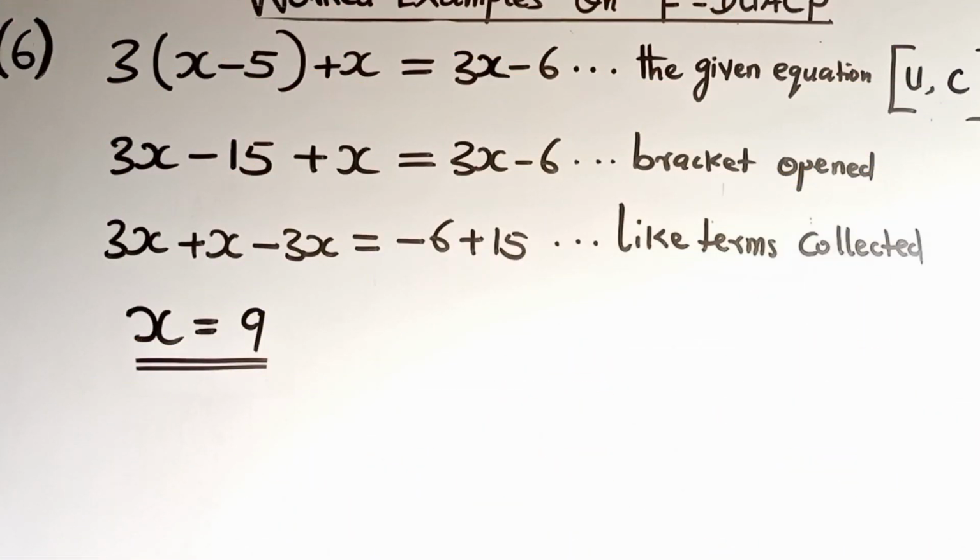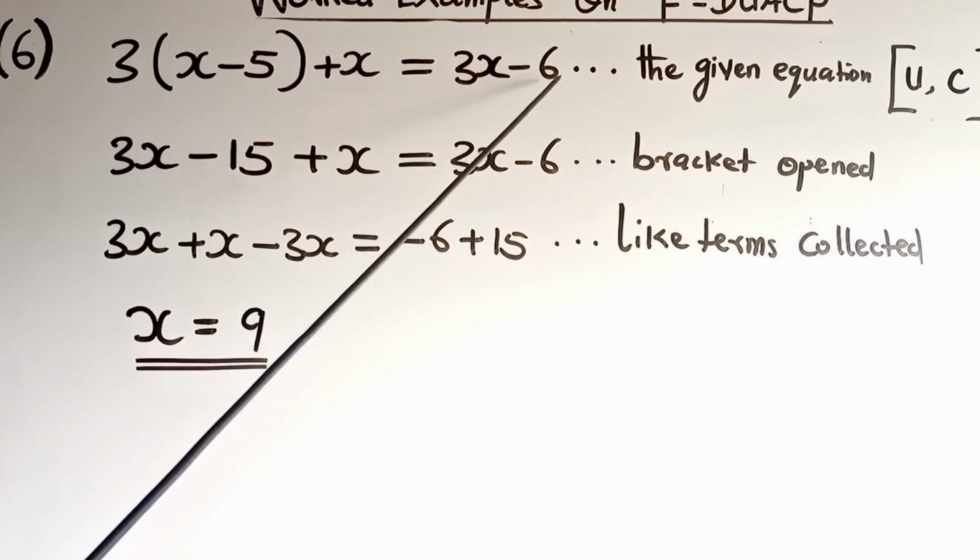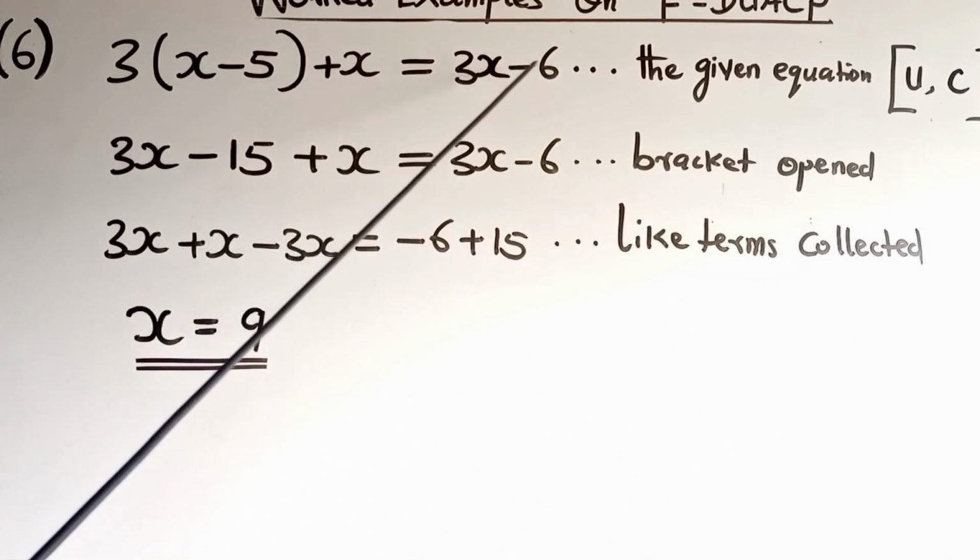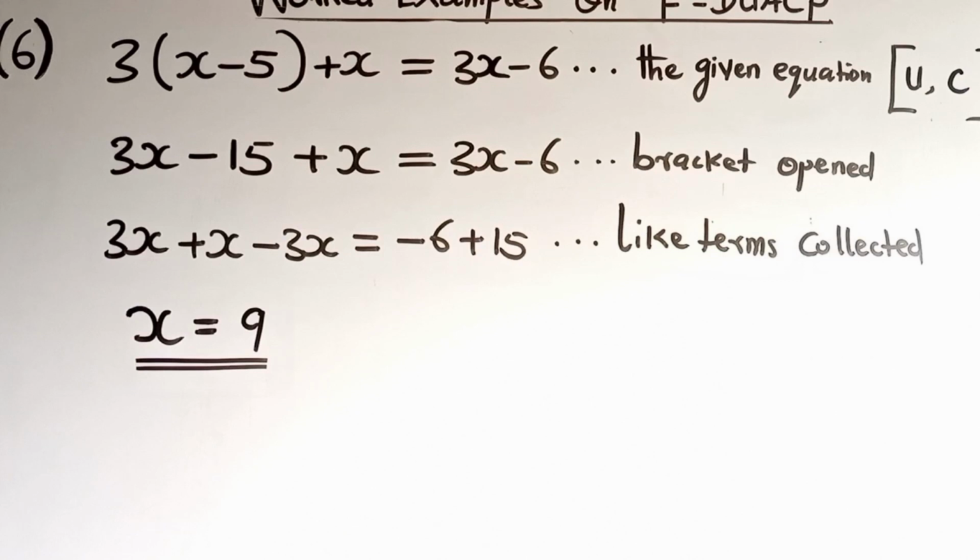This is example number 6 in the list of worked examples highlighting how to apply the precedence formula, that is FDWAP. This example is simple enough, as we see shortly. It says 3 bracket x minus 5 plus x is equal to 3x minus 5. This is the given equation for us to solve.